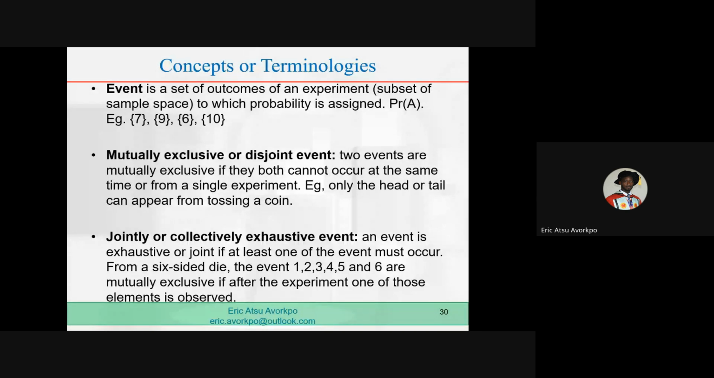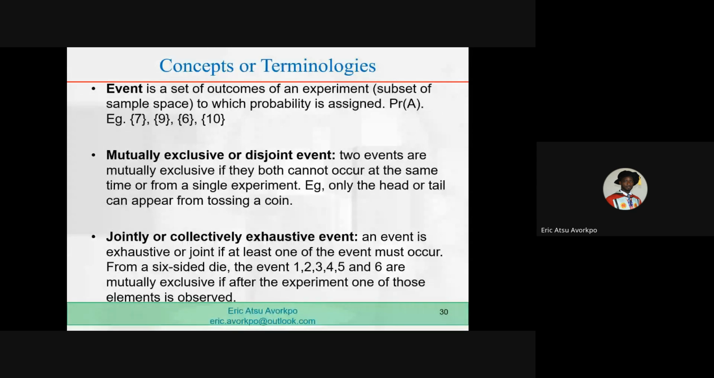So let's say, for example, if I'm tossing a coin, what I'm trying to say is that under no circumstances should I toss the coin and say that I did not see a tail and I did not also see a head. It can't happen. Collectively, I must see an option that happened, and that is what we mean by collectively exhaustive. An event is exhaustive or joint if at least one of the events must occur.